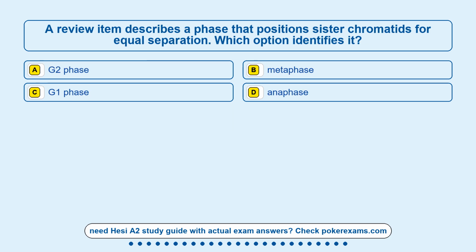Question 5. A review item describes a phase that positions sister chromatids for equal separation. Which option identifies it? Option A, G2 phase. Option B, metaphase. Option C, G1 phase. Option D, anaphase. The correct answer is option B, metaphase.